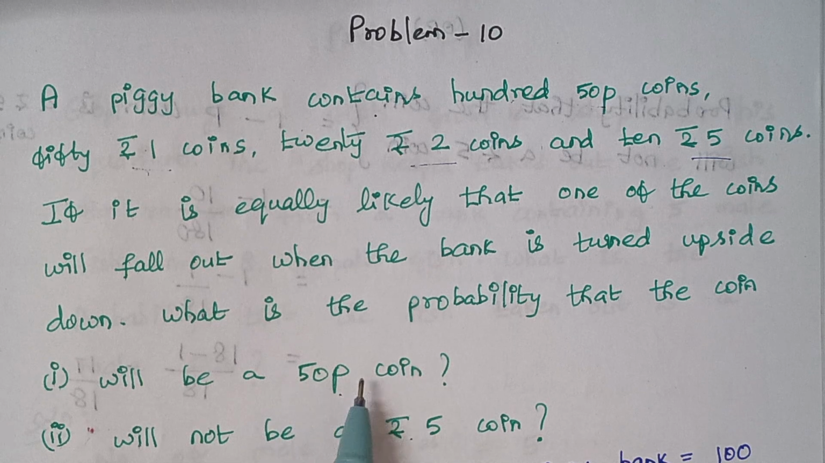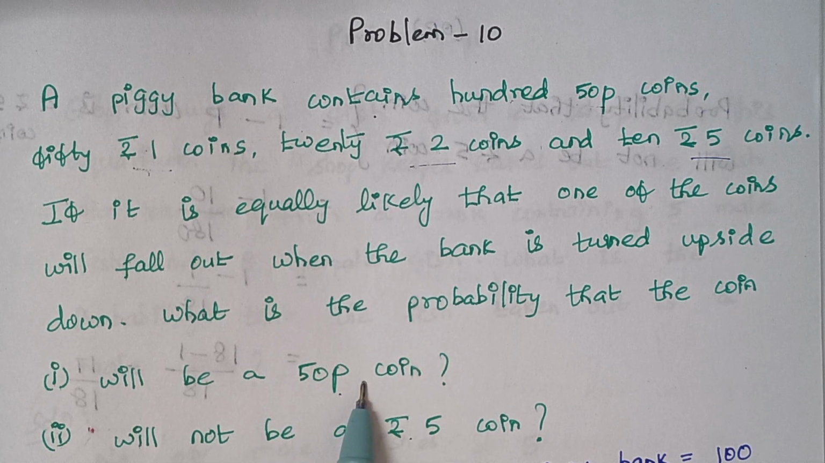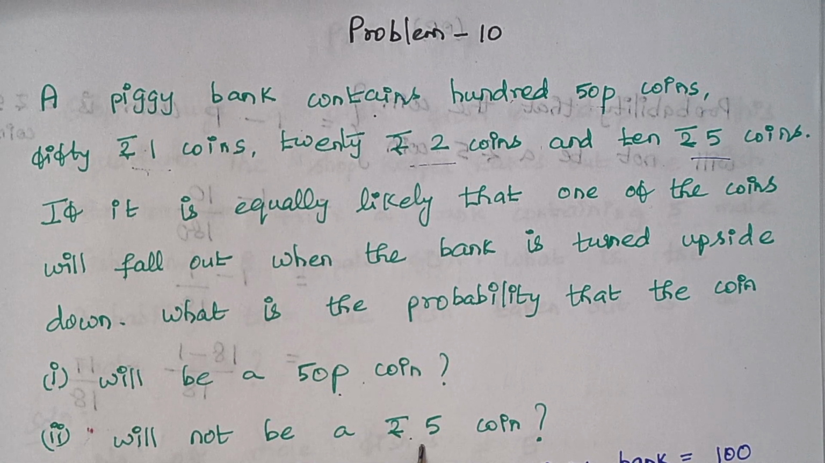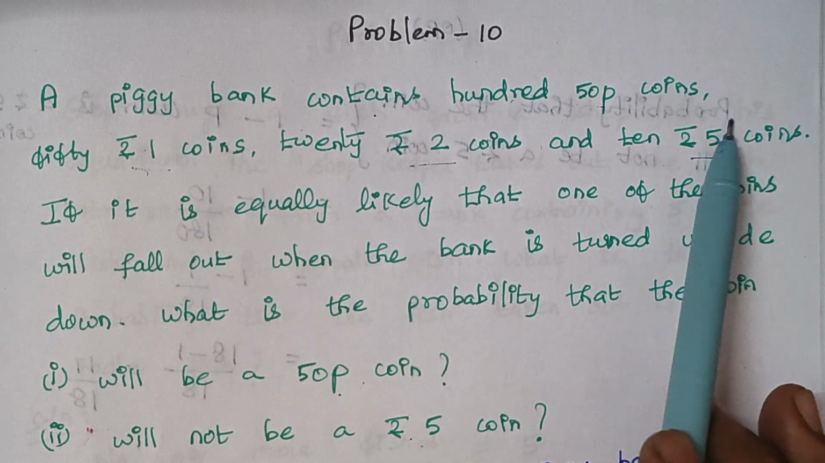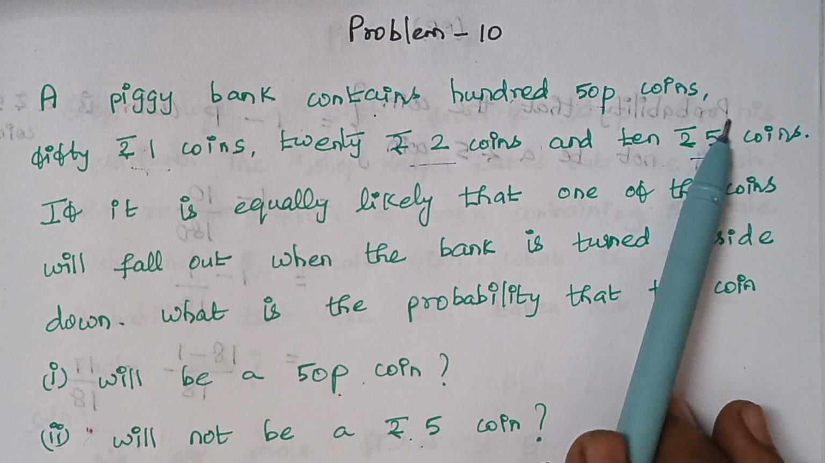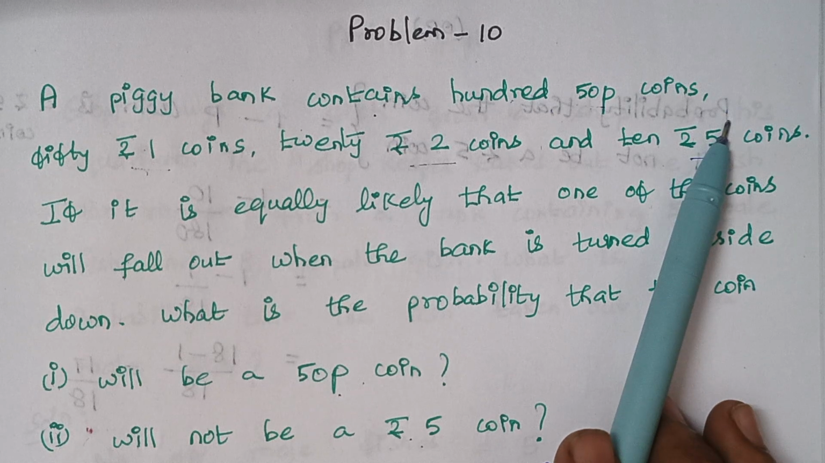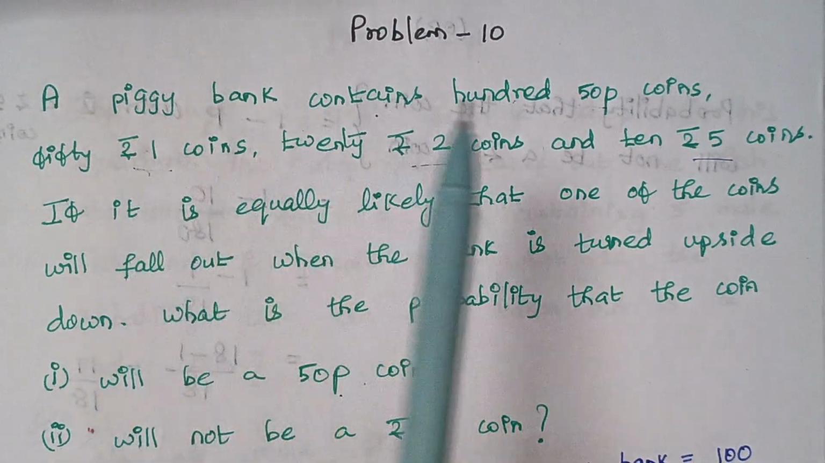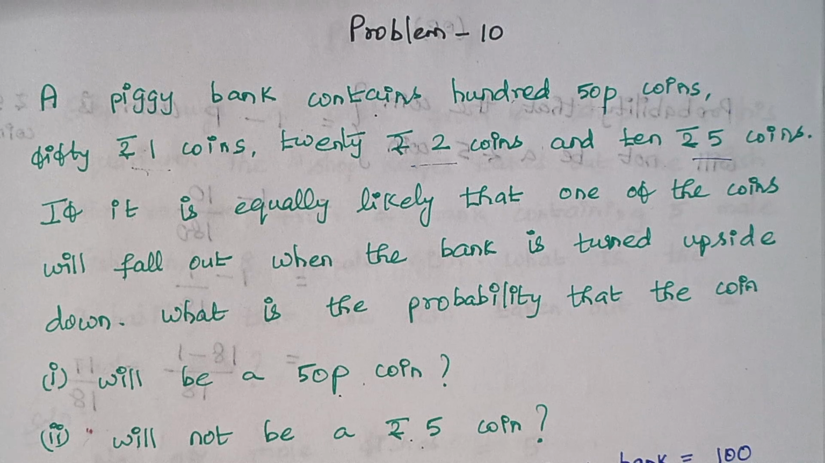Will be a 50 paise coin, that is very clear. Will not be a 5 rupee coin means we should not consider the 5 rupee coin, right? So the coin dropped out may be of 50 paise or 1 rupee or 2 rupee. That is the meaning. Now we will start with the first option.